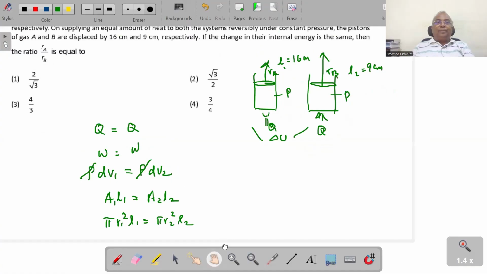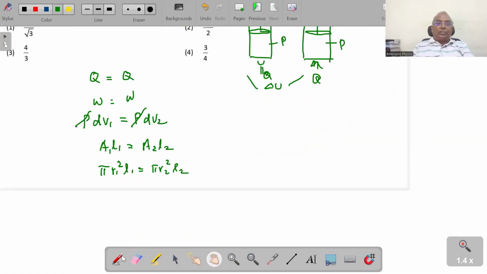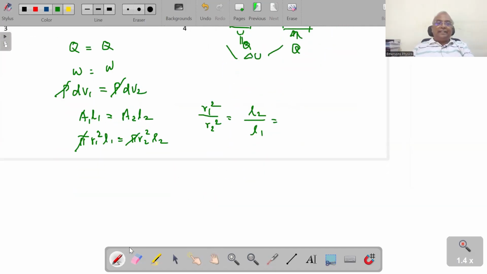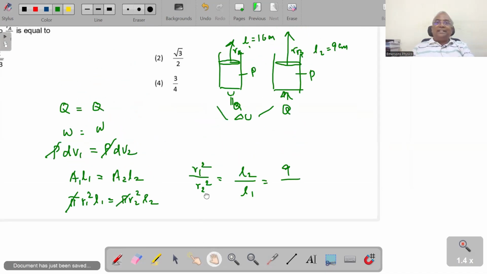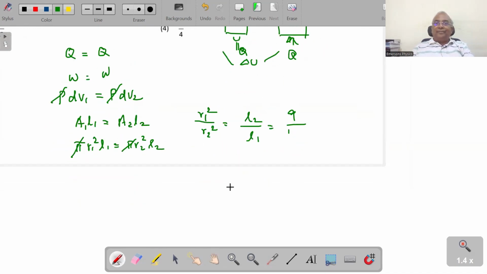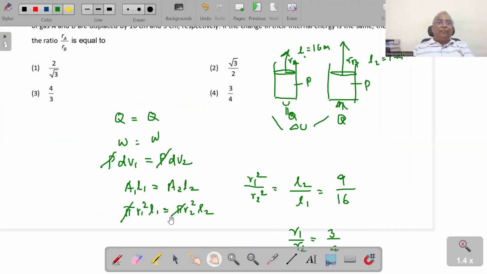What we need to calculate is R1 by R2. So the pi gets cancelled. R1 squared by R2 squared will be equal to L2 by L1, and L2 is given as 9 centimeter, 9 centimeter by L1, which is given as 16 centimeter. So R1 by R2, taking root on both sides, 3 by 4 is the answer. Okay, so the answer should be 3 by 4.